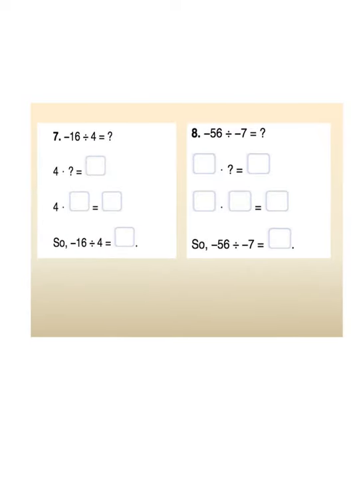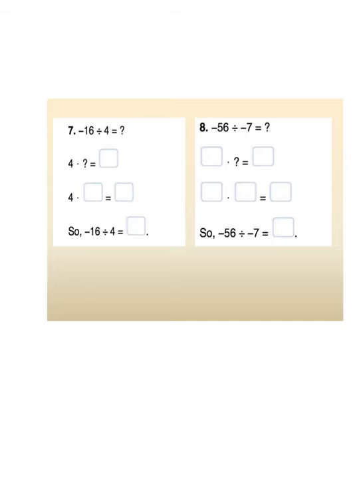Okay, on 7, negative 16 divided by 4 equals. So it's asking you that, but it's walking you through the steps that it wants you to do. 4 times blank equals 16. So this is just kind of showing you how you can change this into a multiplication and get the same answer.